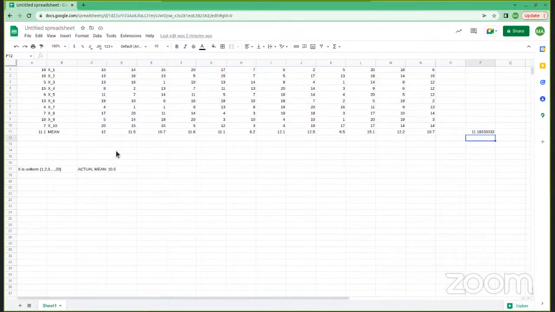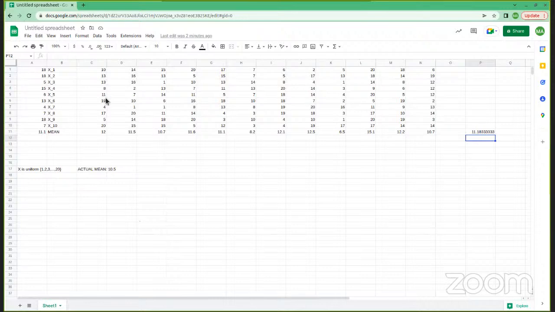See, if we take more and more samples at a time... I took only 10 samples each time. If I took some 100 samples at a time, where will my expected value of the mean be? Very close to 10.5, pretty close to 10.5. When the spread decreases, all the values will be closer to 10.5.